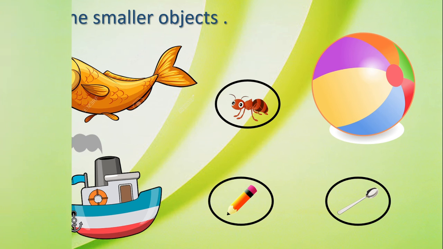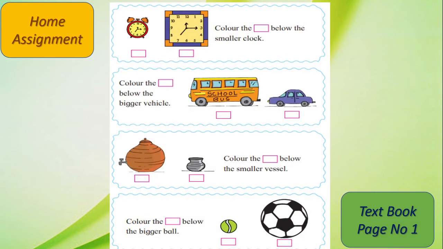Good. Now dear children, this is for you. This is home assignment. This is on page number 1 of your maths textbook. See the page. Okay. Now here you can see 2 clocks. One is small and one is big. Now what is asked here? Color the box below the smaller clock. You know which is small and which is big.